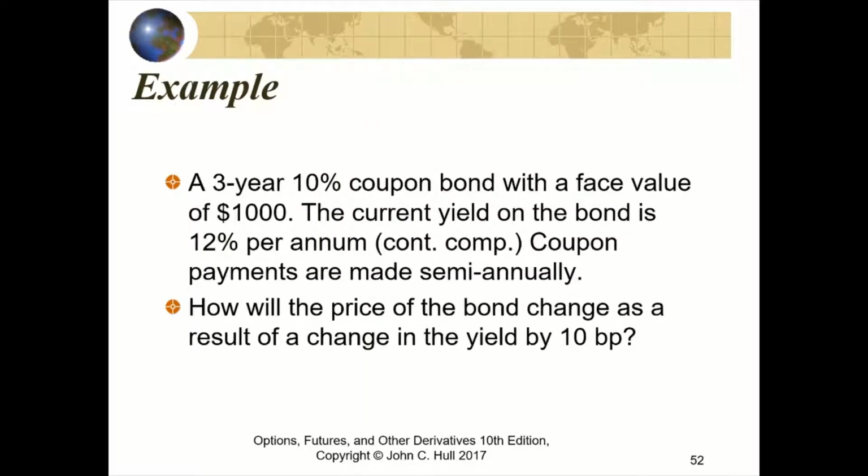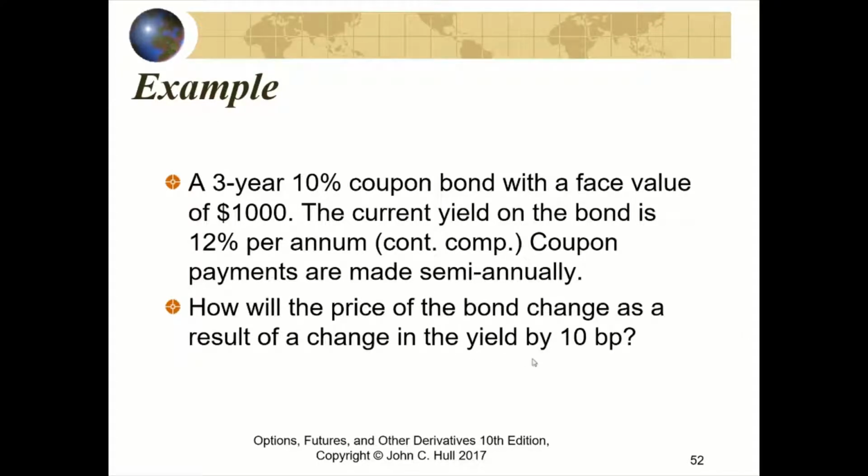Let's look at an example. A 3-year 10% coupon bond with a face value of 1,000. The current yield on the bond is 12% per annum with continuous compounding, and coupon payments are made semi-annually. How will the price of the bond change as a result of a change in the yield by 10 basis points?